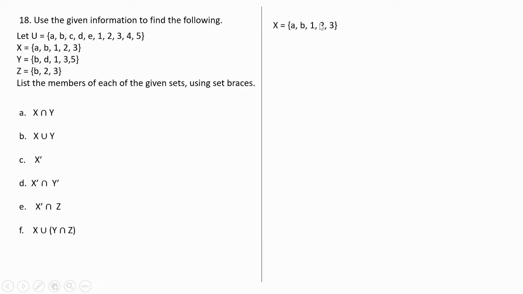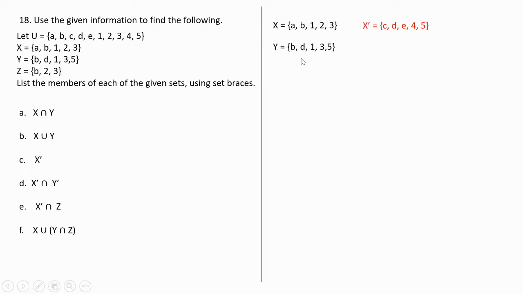So solution. Okay, so it's better to write, so this is my X. Since they're also finding the complement, let's find the complement of X. The complement of X means not X. So you go to the universal set, and it's going to be not A, not B, not 1, not 2, not 3. So whatever is left, that's what's left.